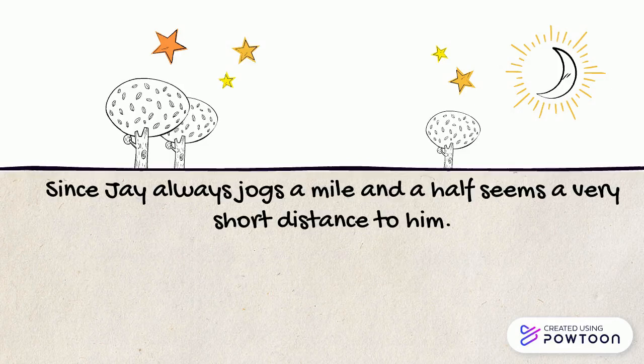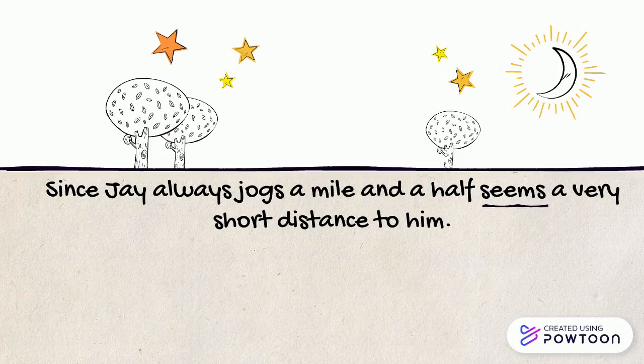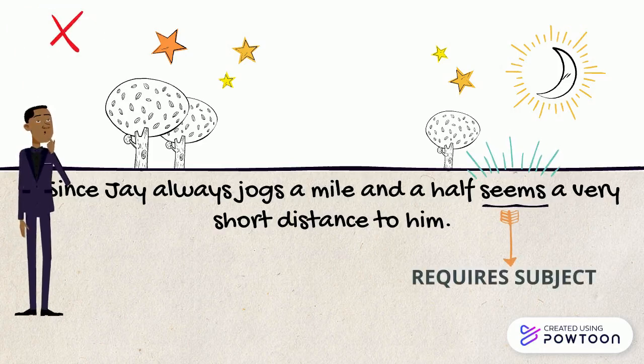Late closure leads the reader to incorporate the new incoming material into the phrase currently being processed, if at all possible. Therefore, when the reader gets to the noun phrase a mile and a half, they initially incorporate it into the verb phrase they are currently processing, jogs, rather than treating it as the subject of a new clause. Then comes seems. When the reader reaches this point in the sentence, he realizes something is wrong because seems requires a subject. Therefore, the reader has to backtrack and reanalyze.